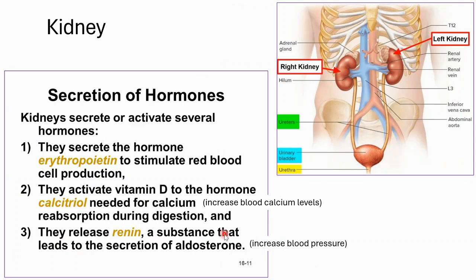Kidneys secrete 3 hormones. We've got erythropoietin. Erythro means red, poietin means to produce. So this is producing red blood cells. Okay, so erythropoietin is secreted by the kidneys to make more red blood cells.